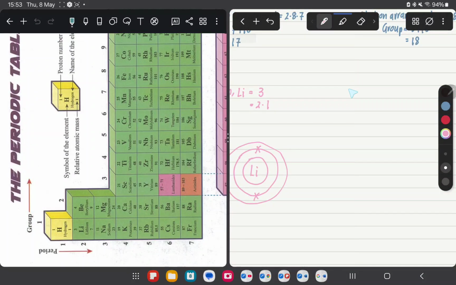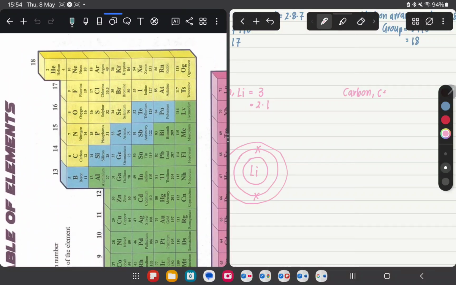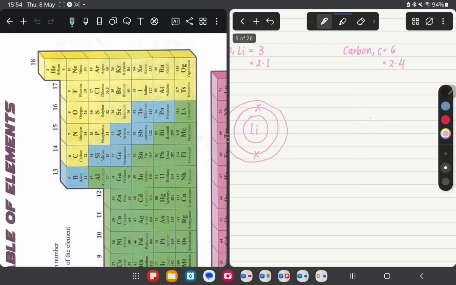And then next for carbon. Carbon is C. Carbon has a proton number of 6. So how about the electron arrangement? The first shell can hold 2 electrons, the second shell can hold 4 electrons. Then you just draw. Carbon, first shell and second shell. So first shell 1, 2, second shell 1, 2, 3 and 4.